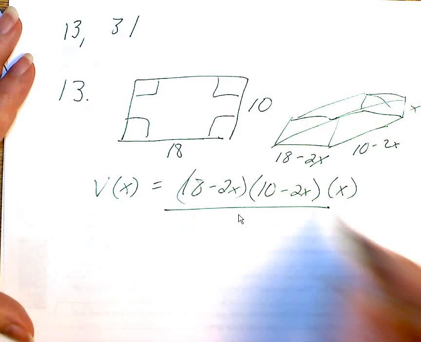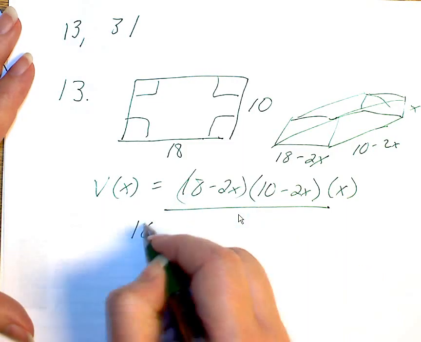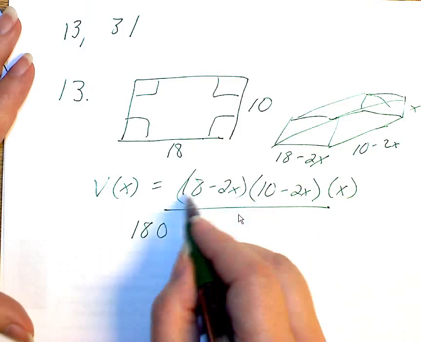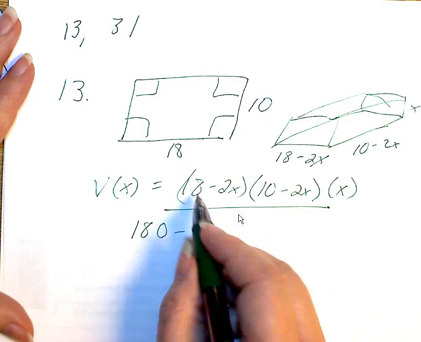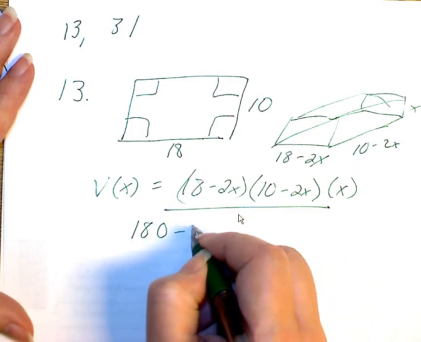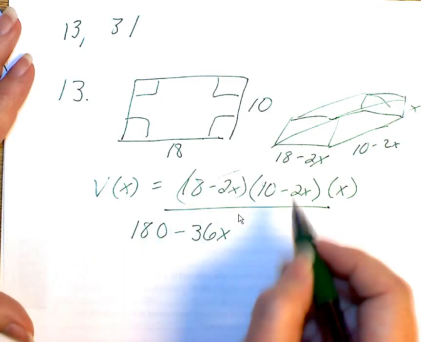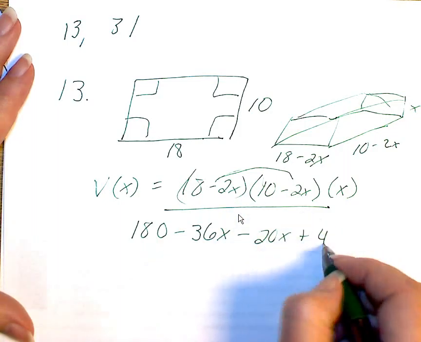FOIL this part out. 18 times 10 is 180. Then I have 18 times negative 2x, which gives me negative 36x. Inner gives me a negative 20x. Last, a negative times a negative is a positive: 2 times 2 is 4x squared.